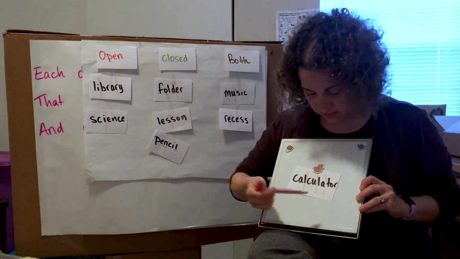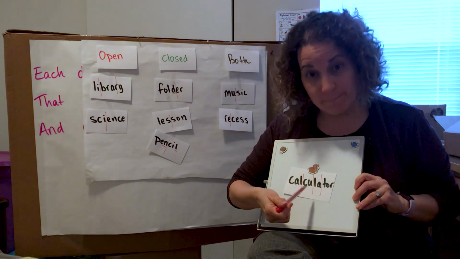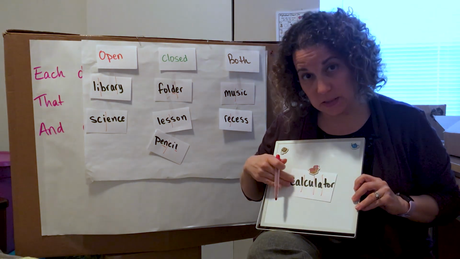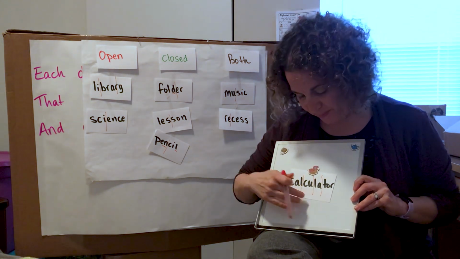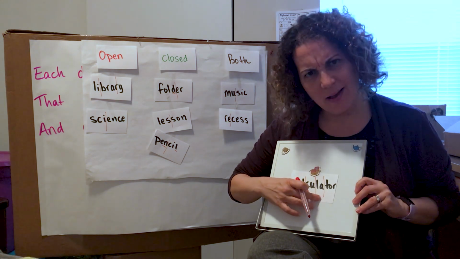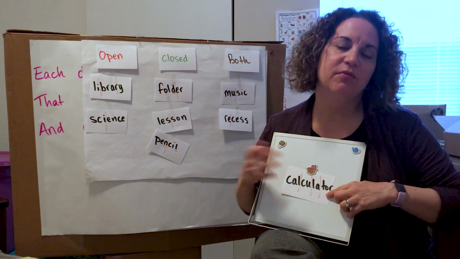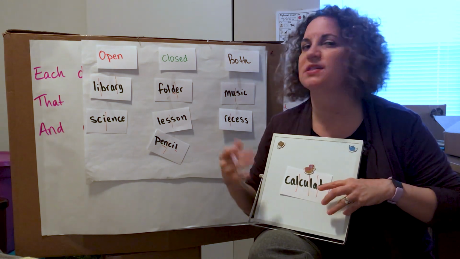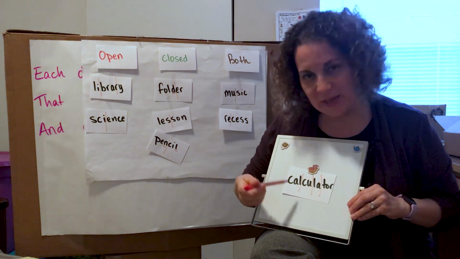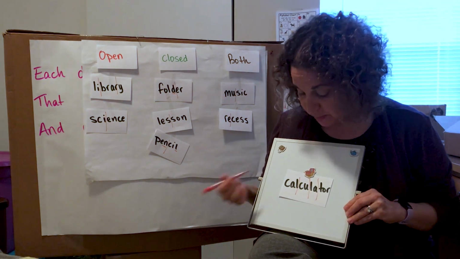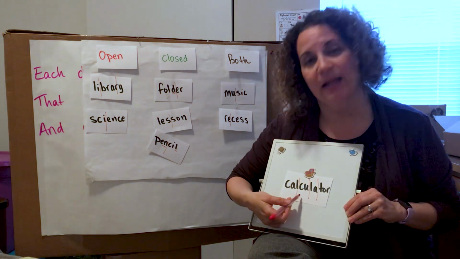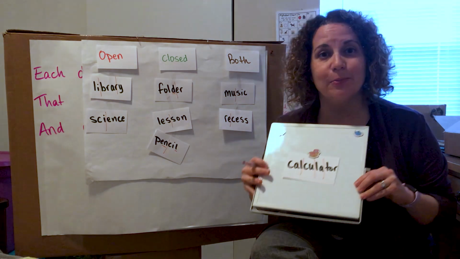Calculator. So this is an example of a word that has a closed syllable and an open syllable and another open syllable, right? And then at the end here we have what's called an R-controlled syllable, which is something we'll talk about another time. So calculator is an example of a word that is built with a closed syllable and two open syllables.